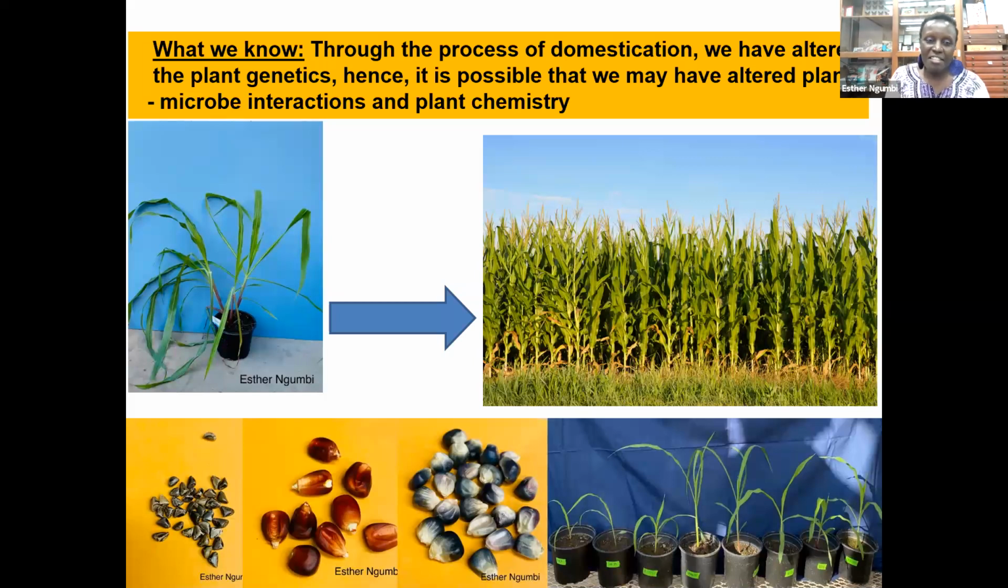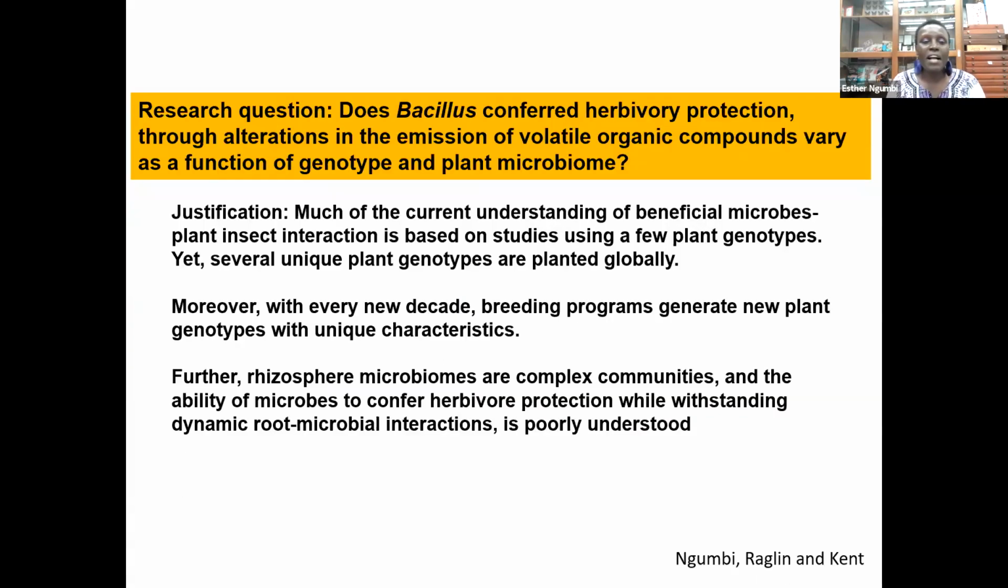This summer I worked with teosinte. I'd never seen the wild ancestor of maize, and you can see the difference between that wild ancestor and the modern varieties. So through that journey of domestication, it's possible that we once again altered plant genetics and how the plant signals that attract the beneficial soil microbes, and then how that shapes plant chemistry.